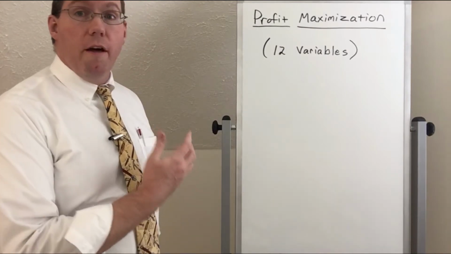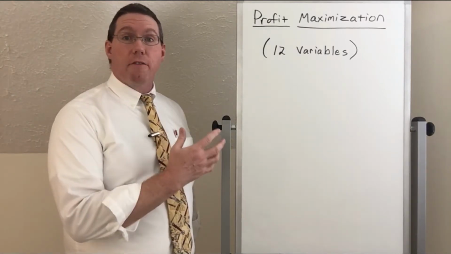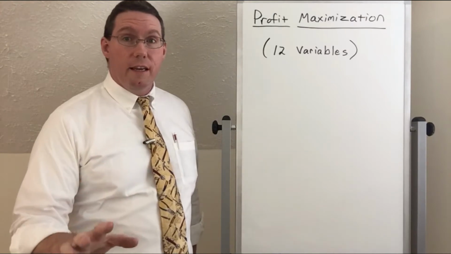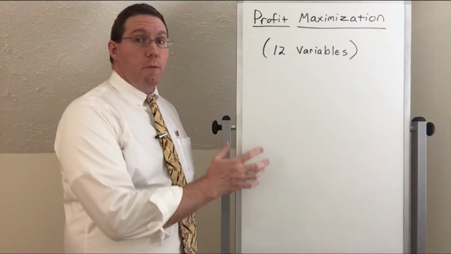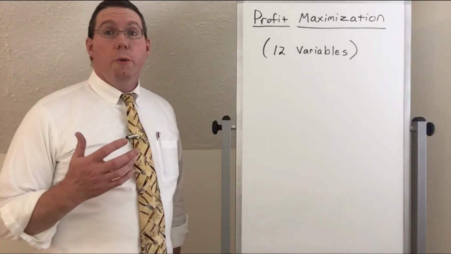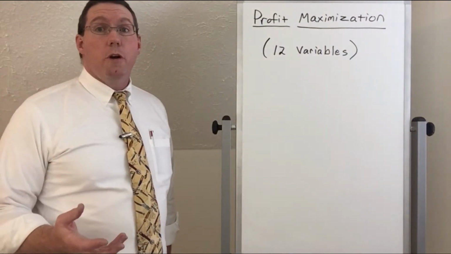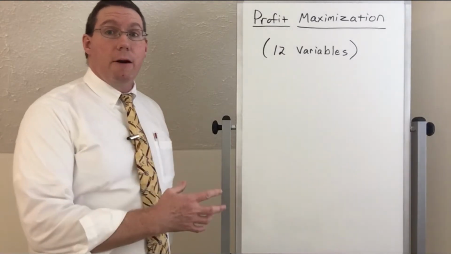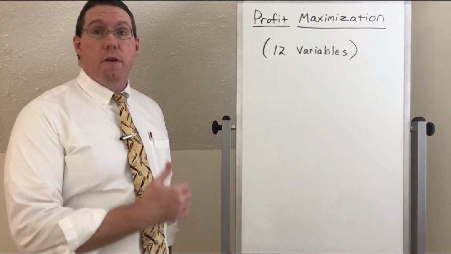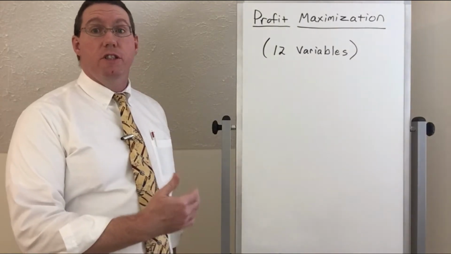And the primary goal of business is to maximize their profit. Individuals want to get the most utility that they can get. Firms or businesses want to get the most profit that they can get. And in today's lesson, we are going to look at a numerical example of how firms maximize their profit, the decisions that they make.